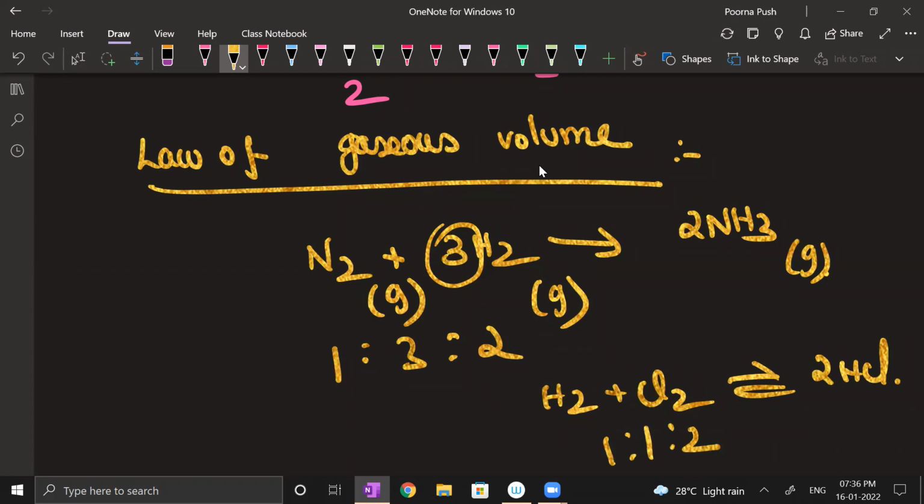What is the statement, ma'am? When the reactants are gases and the product is also gas. Second one is reversible. Even the first one is reversible only. They are reversible reactions, Haber process. So if the reactants are gas, the product is also gas, everything will be in ratio.